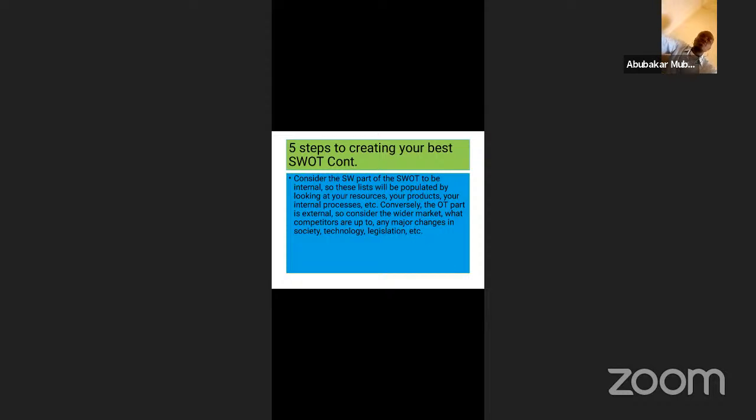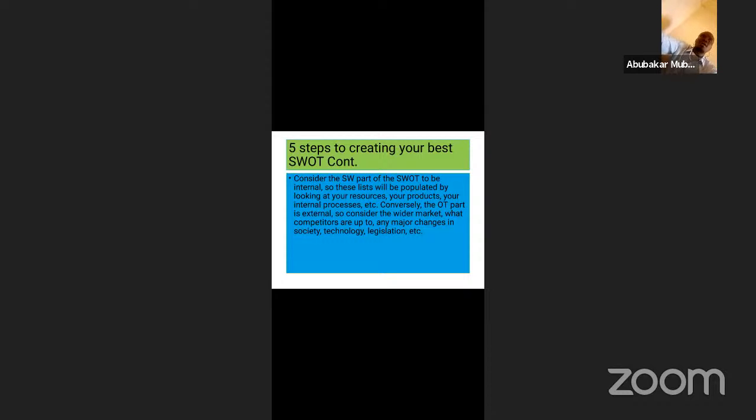So you understand. In this aspect, when creating the SWOT analysis, you consider the strengths and weaknesses of the analysis you are about to do as internal, something that is within the organization. By looking at your resources, what do you have on ground? What do you have available? What do you have that you can utilize? So your resources, your products, the services you are rendering, or the products you want to offer. You look at that. That should be in your list.